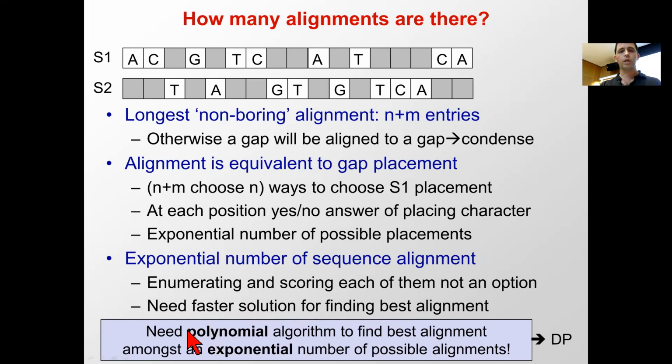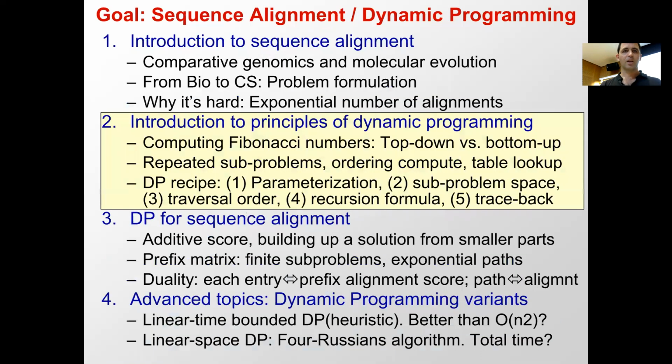So what we're going to do is use a polynomial algorithm to find the best alignment among an exponential number of possible alignments. Okay? And every time you hear this, it should be a trigger for you guys. Every time I say, "How do we find in polynomial time a solution among an exponential number of options?" you should immediately say, dynamic programming. Good job. All right, so we're now going to introduce the principles of dynamic programming using a very simple example.